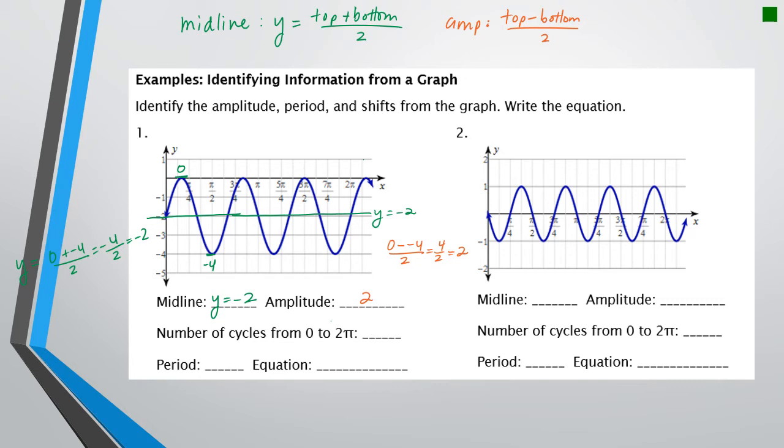And if you looked at the graph, if you started at the green line and you went up to the top, it's 2 boxes, and then green line to the bottom is also 2 boxes, so you can kind of double check that your midline is in the right spot too.